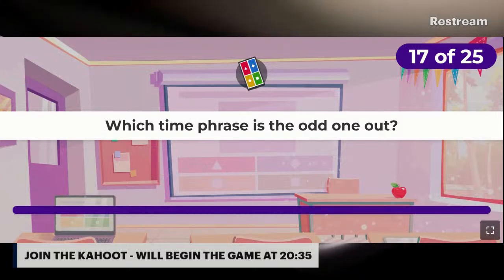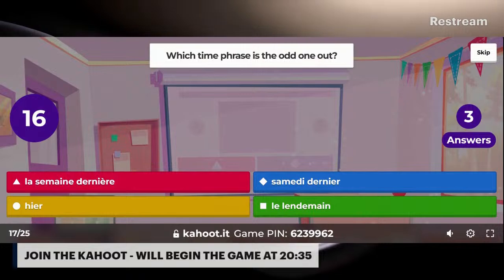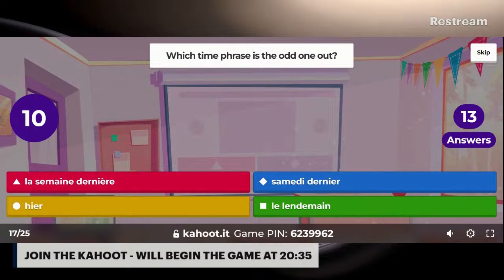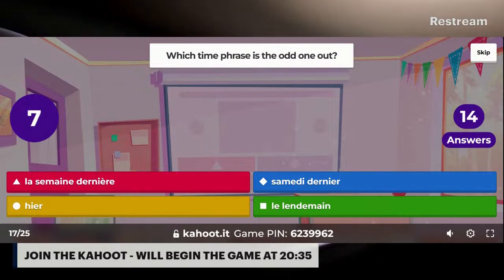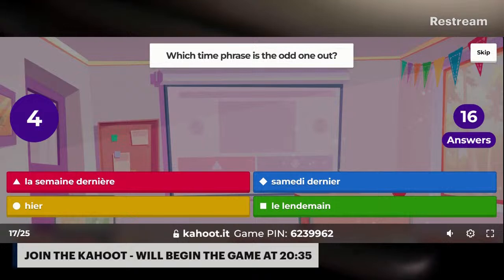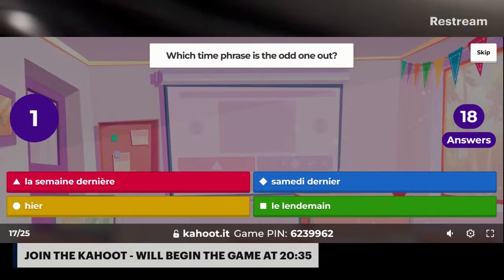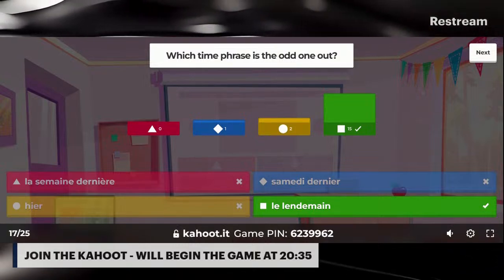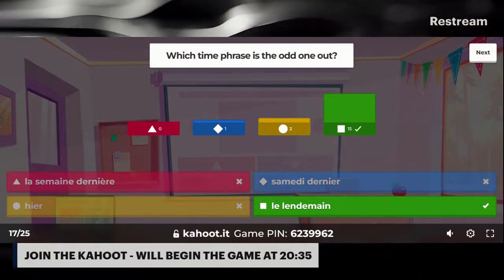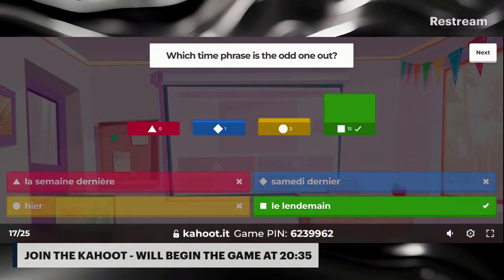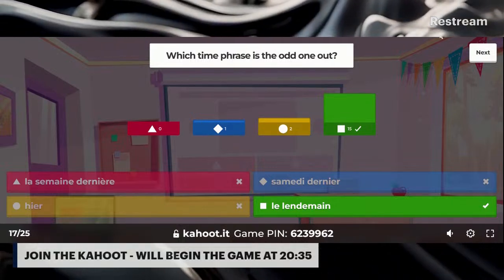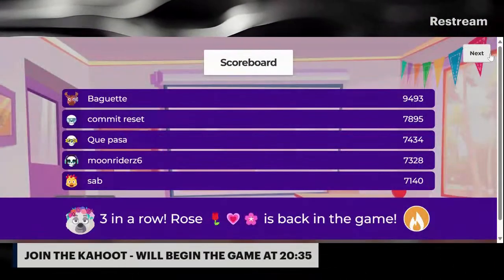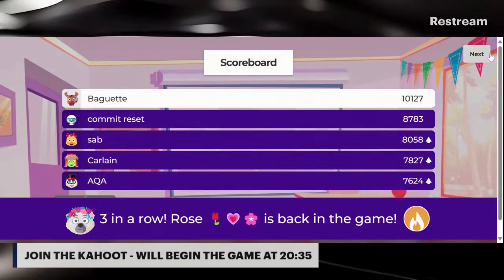Which time phrase is the odd one out? La semaine dernière, samedi dernier, hier, or le lendemain? Okay, so most people got that. Well done. So la semaine dernière, last week, samedi dernier, last Saturday, hier, yesterday, and le lendemain, which is the day after the next, I think. Yeah, the following day. Lendemain means the day after the next.